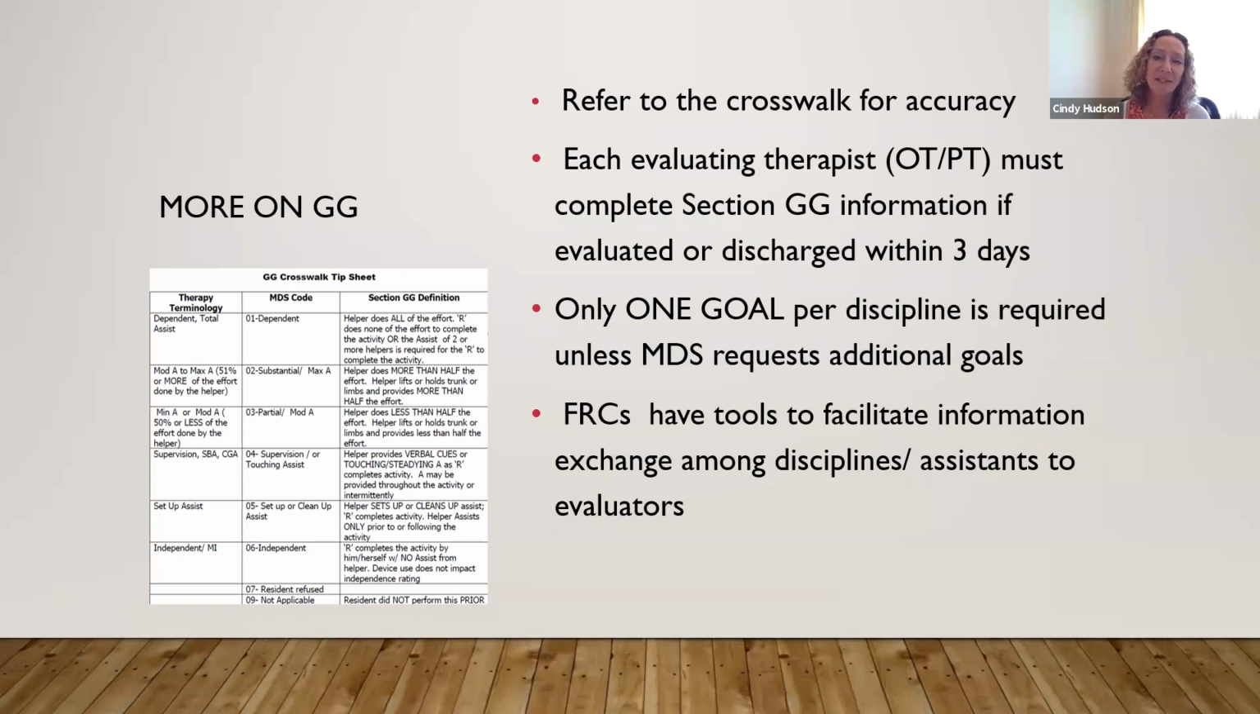And remember that FRCs have the tools that you might need to help facilitate that communication among disciplines or between the assistant and the clinician. That type of information, we do have a form to help facilitate that communication, because sometimes it is tough to look at everything, or people might refuse things that you'd like to assess on that final day.